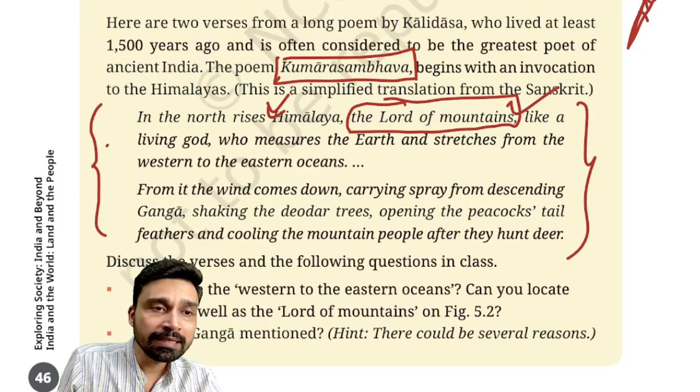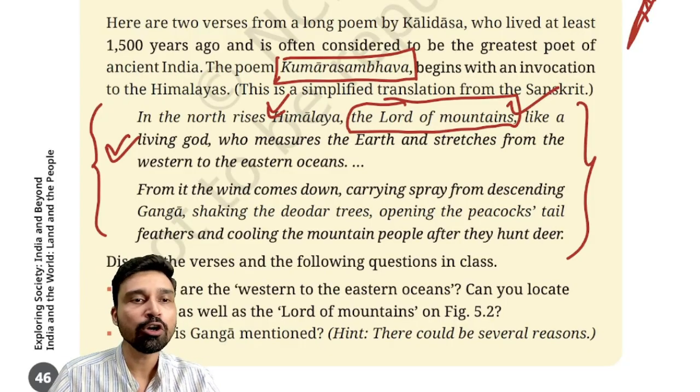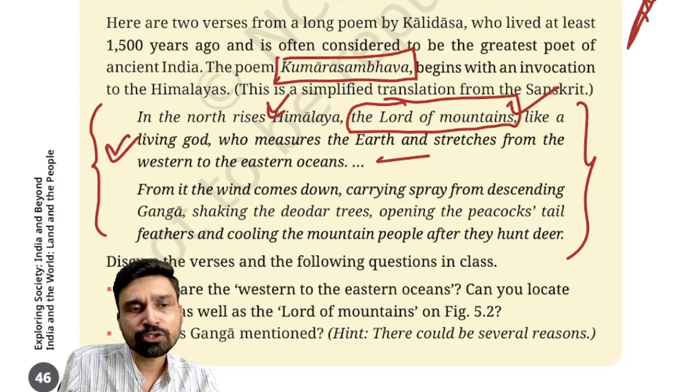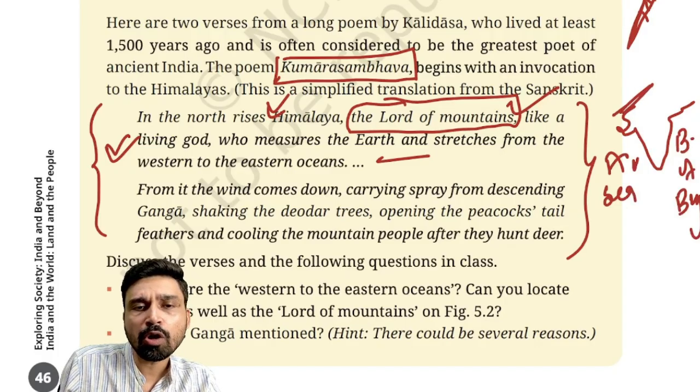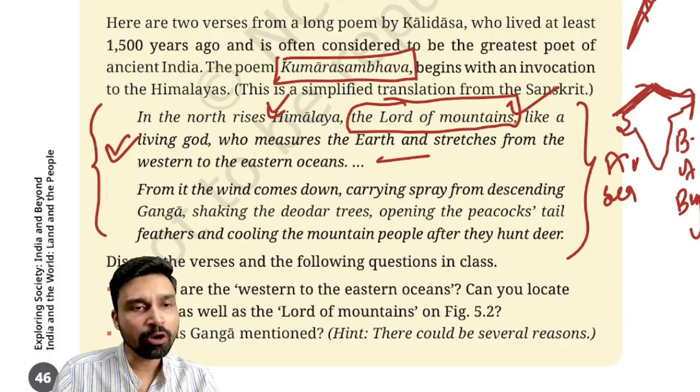So Kalidas compares Himalaya with nothing but a living god who measures the earth and stretches from the western to the eastern ocean. Now what it basically means is that you talk about the Himalayas, in the western part of India you have a sea called Arabian Sea, and in the eastern part you have Bay of Bengal. So Kalidas states that Himalaya stretches all the way from the western sea, that is from Arabian Sea, to the Bay of Bengal as such.